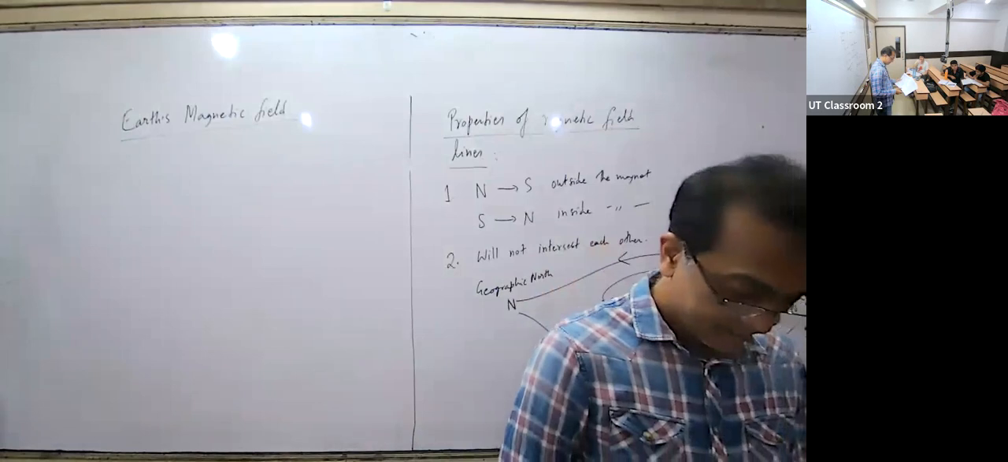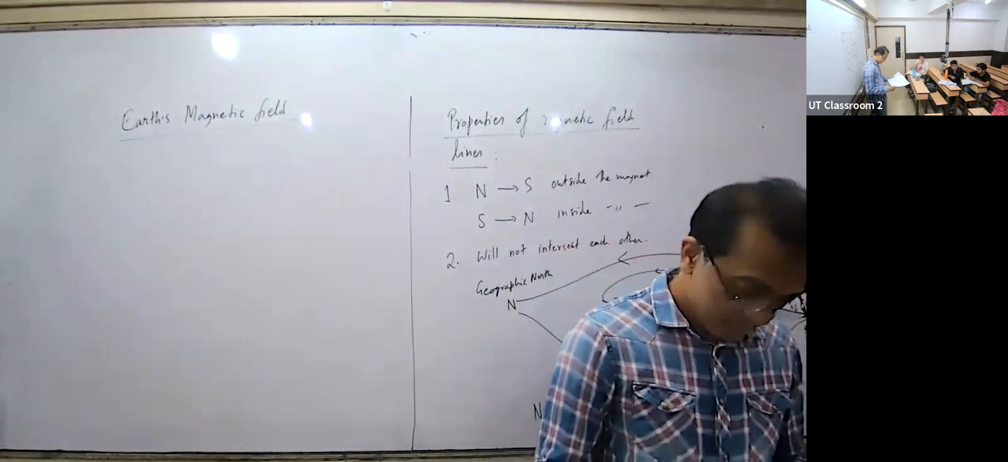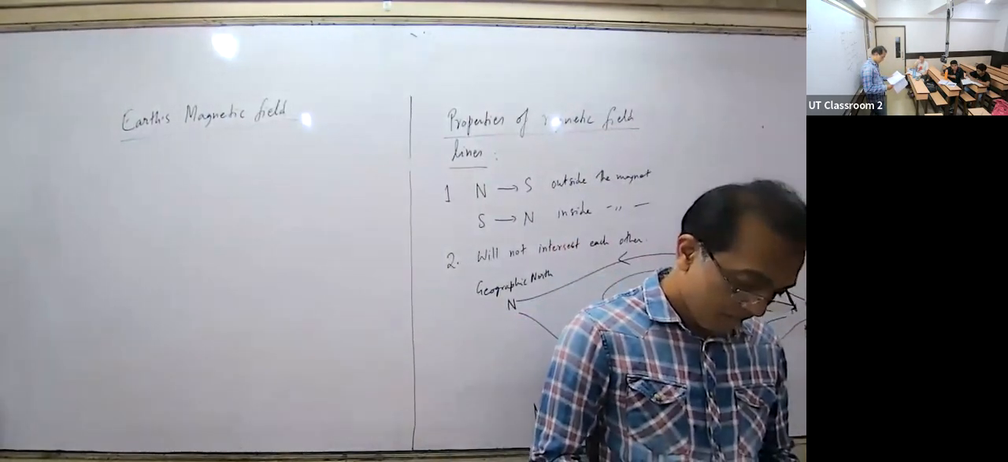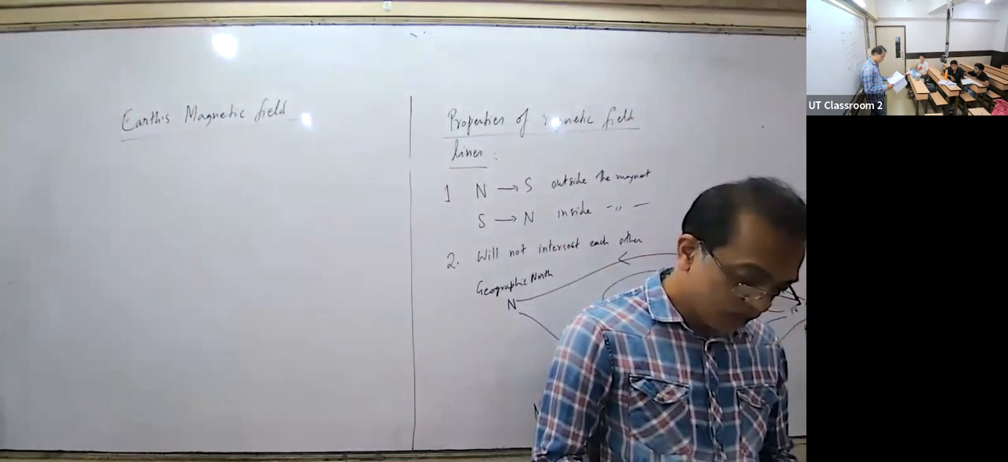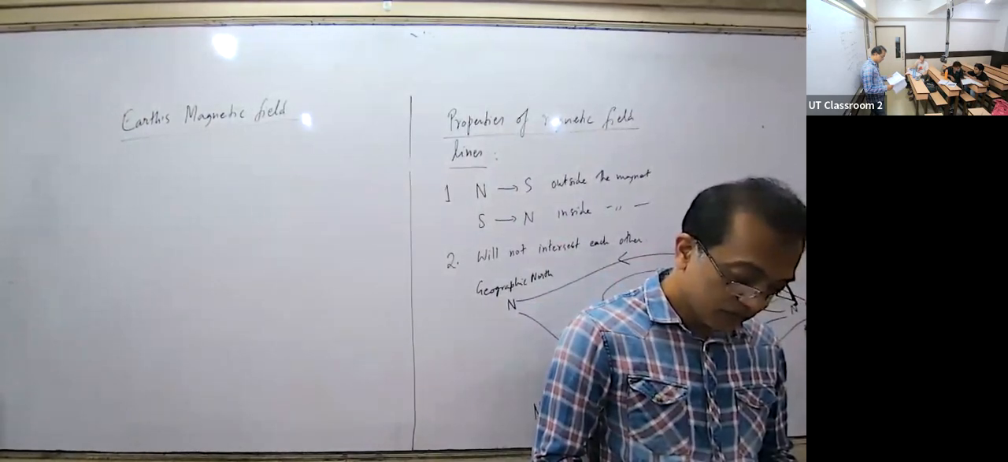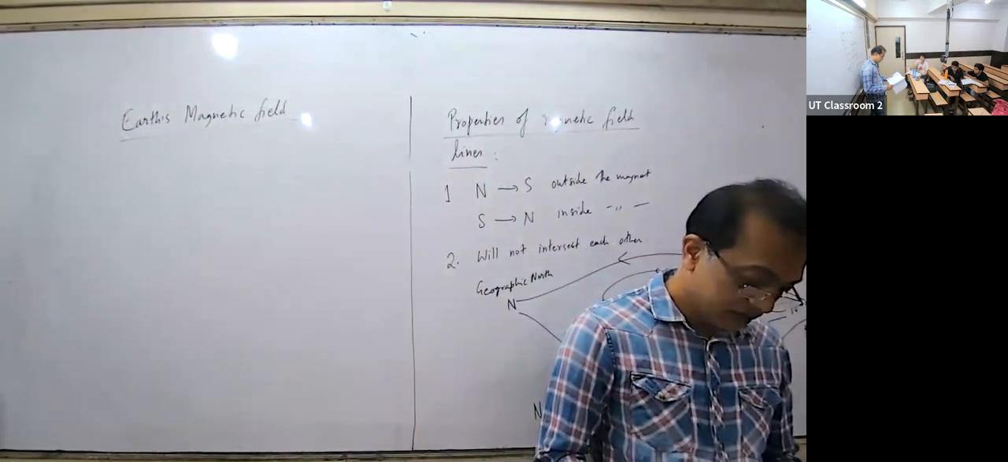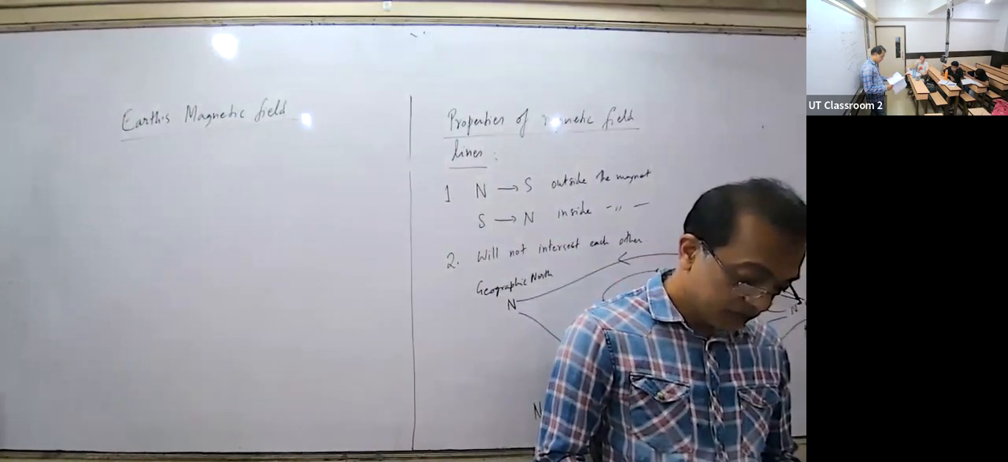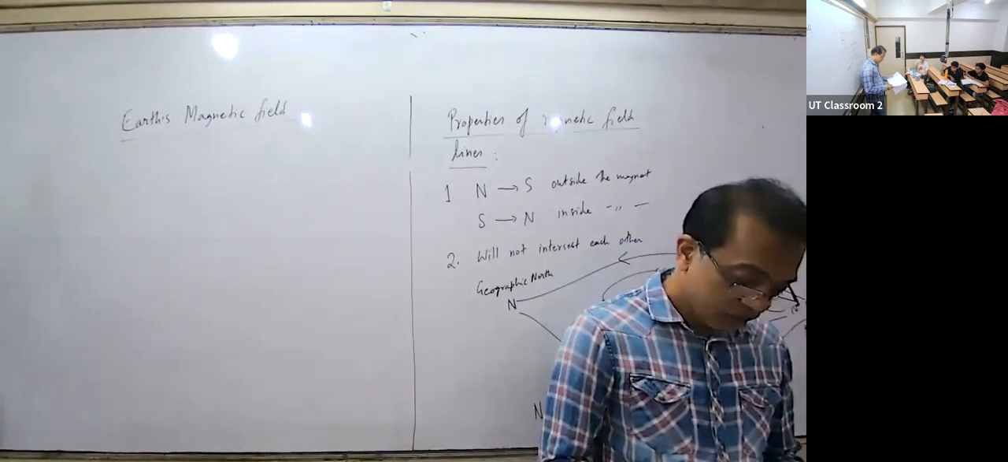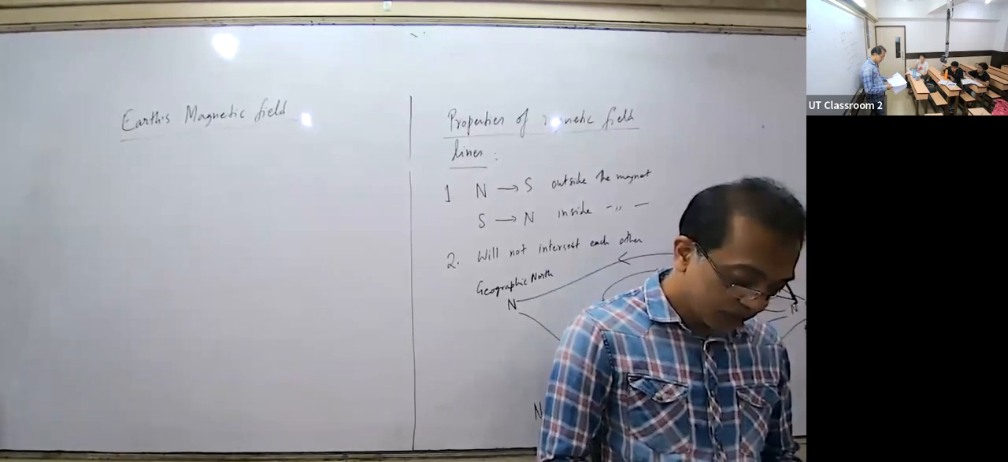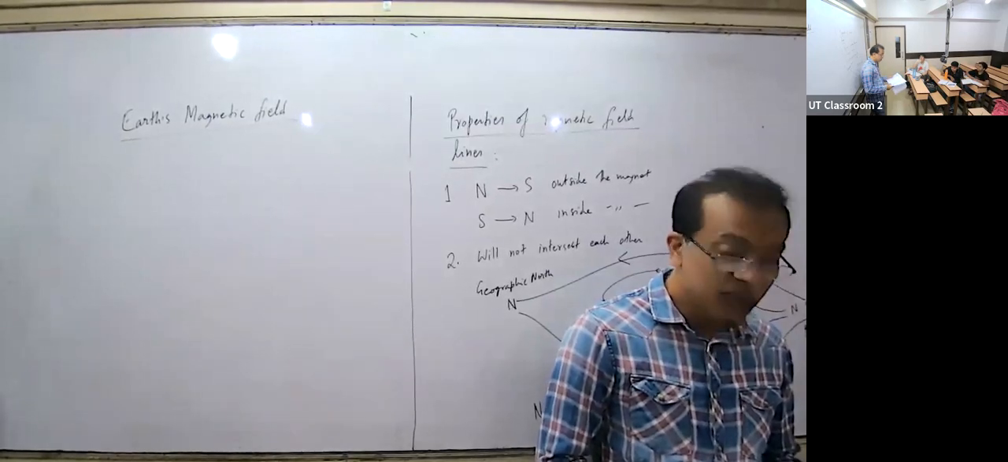What else? The tangent at any point of the field line gives the direction of the magnetic field. They are directed from the north pole towards the south pole of the magnet, outside the magnet. They never intersect one another. If two field lines intersect, there would be two directions of the magnetic field at that point, which is not possible.